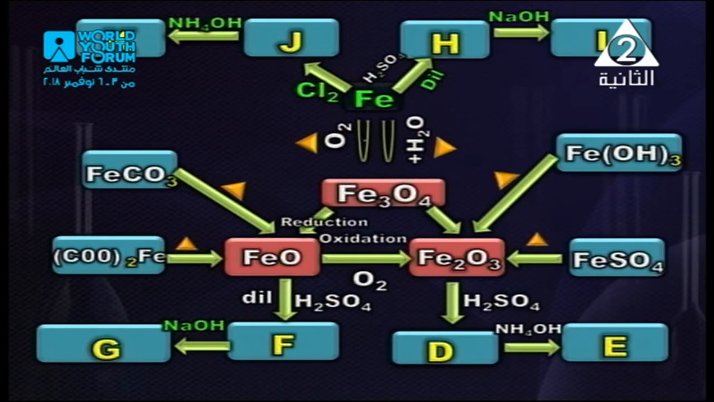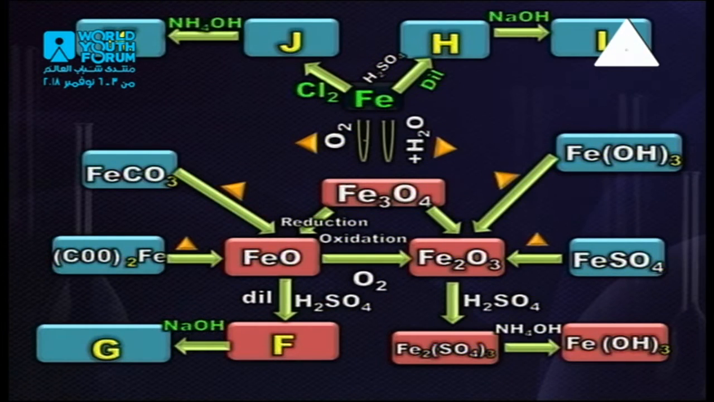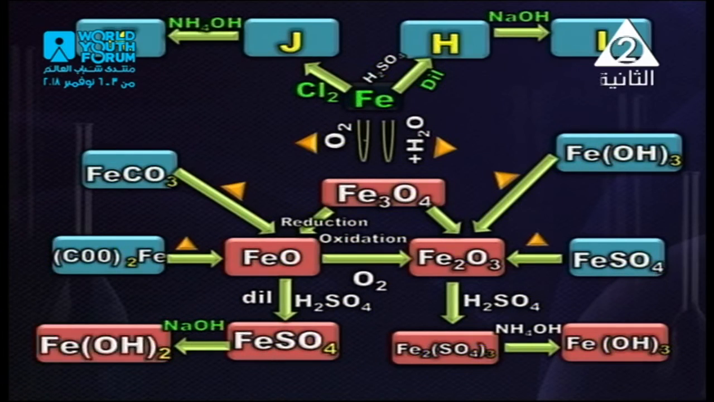When it reacts with sulfuric acid to give compound D, it gives iron 3 sulfate. That reacts with ammonia solution or ammonium hydroxide, and it gives iron 3 hydroxide, which has a reddish brown color. Here, when iron 2 oxide reacts with dilute sulfuric acid, it gives iron 2 sulfate. And then, when iron 2 sulfate reacts with sodium hydroxide, it gives iron 2 hydroxide.